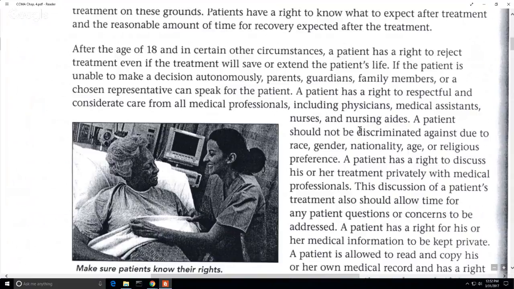A patient should not be discriminated against due to race, gender, nationality, age, or religious preferences. A patient has a right to discuss his or her treatment privately with medical professionals. This discussion of the patient's treatment also should allow time for any patient questions or concerns to be addressed.